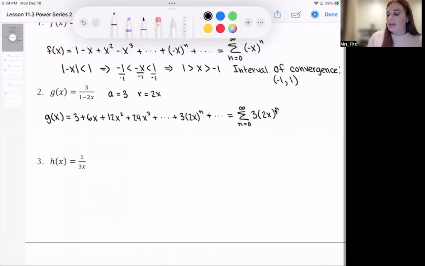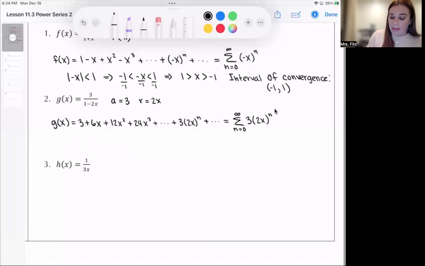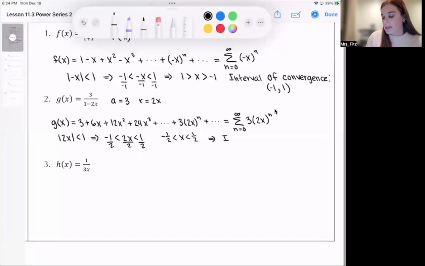Okay, well, in order for this to converge, the absolute value of 2x must be less than 1. So therefore, 2x needs to be between negative 1 and 1. Divide by 2. And x needs to be between negative 1/2 and 1/2. So therefore, the interval of convergence is from negative 1/2 to positive 1/2.